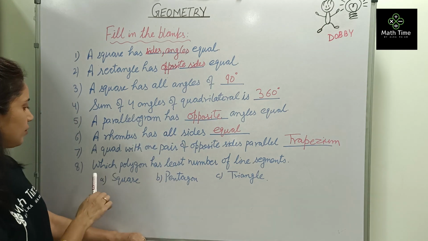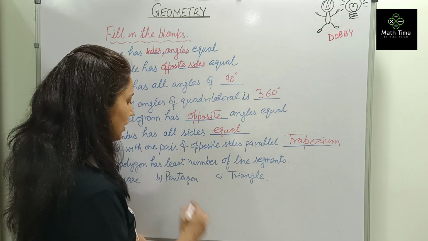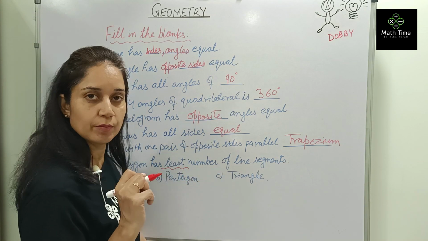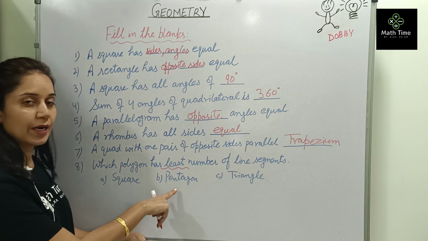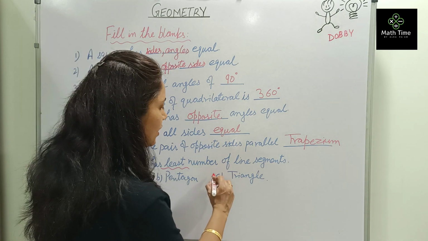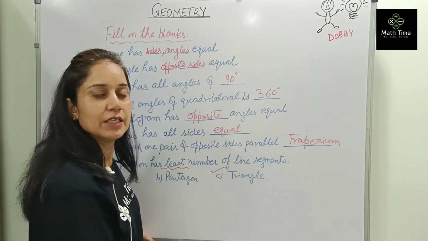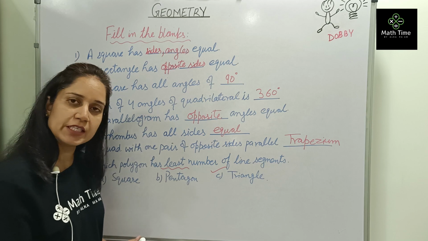Next question. Which polygon has least number of line segments? Least means minimum. Least number of line segments. Square has 4 line segments. Pentagon is made up of 5 sides. Triangle is made up of 3 sides. So yes, triangle is having least number of line segment. It's a polygon made up of 3 sides.